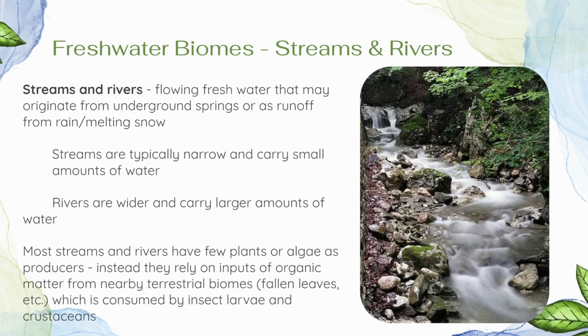Our first freshwater biome is streams and rivers. These are flowing freshwater bodies that can originate from underground springs or from runoff from rain and melting snow. Streams are typically narrow and carry a small amount of water, while rivers are wider and carry larger amounts. Most streams and rivers have very few producers like plants or algae. Instead, they get their energy from organic matter like fallen leaves that come from nearby land biomes.